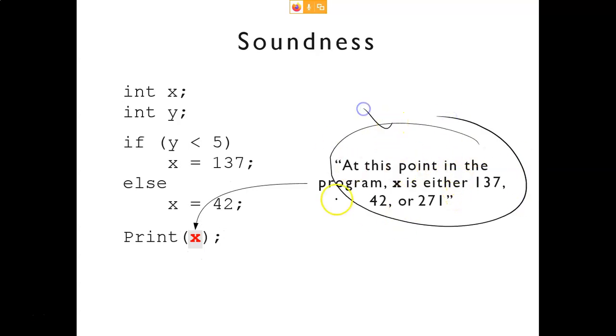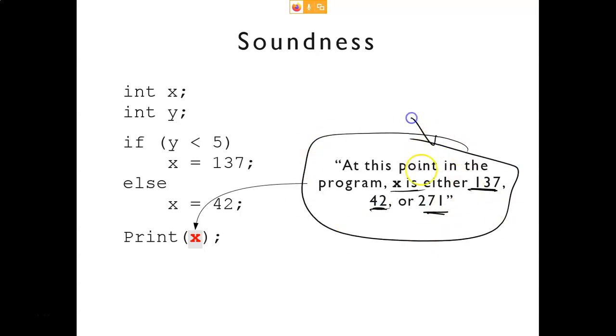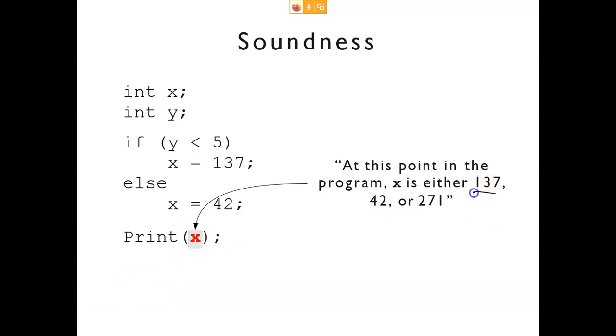Is this sound analysis? This is also sound analysis. We are not saying anything false. I am saying x is either 137 or 42 or 271. Can you prove me false? I am not saying anything false. If you want to prove me false, then you have to give me some other value. Like if the x value is 500, then this claim will be false. But right now this claim is true. Are you getting this point?